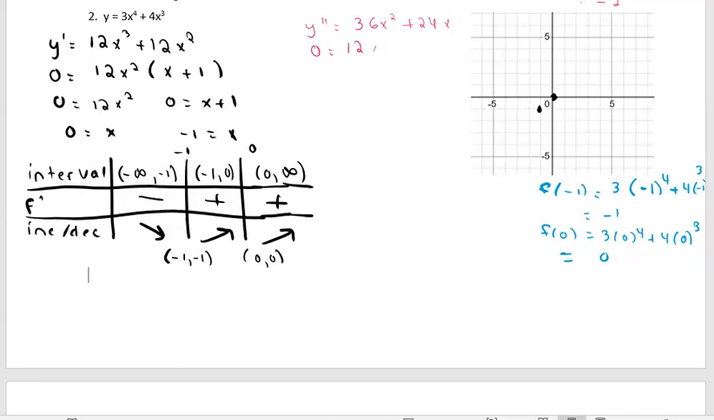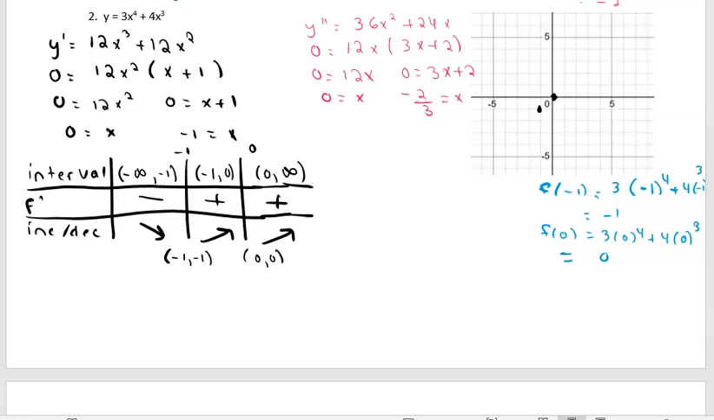I see a common 12x. So if I pull that out, I have 12x times 3x plus 2, which means I can set 12x equal to 0, and I can set 3x plus 2 equal to 0. So then we get 0 equals x, and we get negative 2/3 equals x.